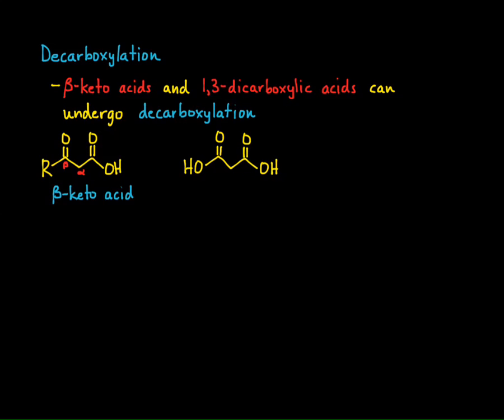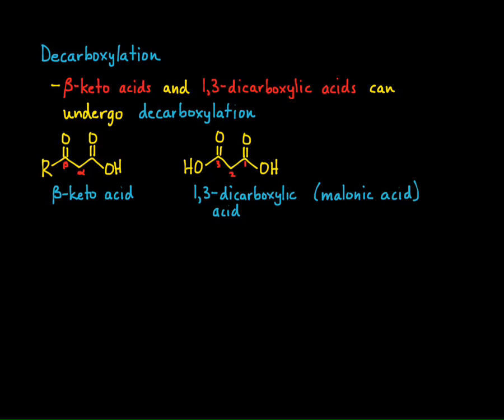Now, a 1,3-dicarboxylic acid looks like this. So instead of numbering it alpha, beta, we could number the carboxylic acid 1. The carbon connected to it would be 2, and the carbon connected to that would be 3. These are called 1,3-dicarboxylic acids. But notice the similarity between the structures. The key is that you have a carboxylic acid, and then on the beta carbon, or the 3 position, you have a carbonyl associated with it.